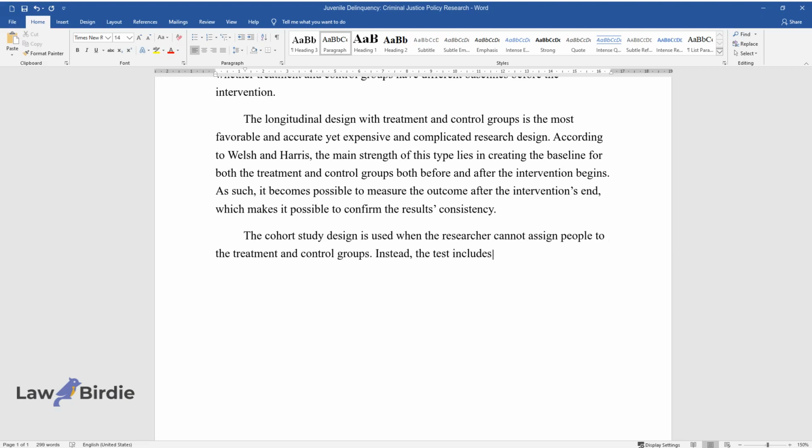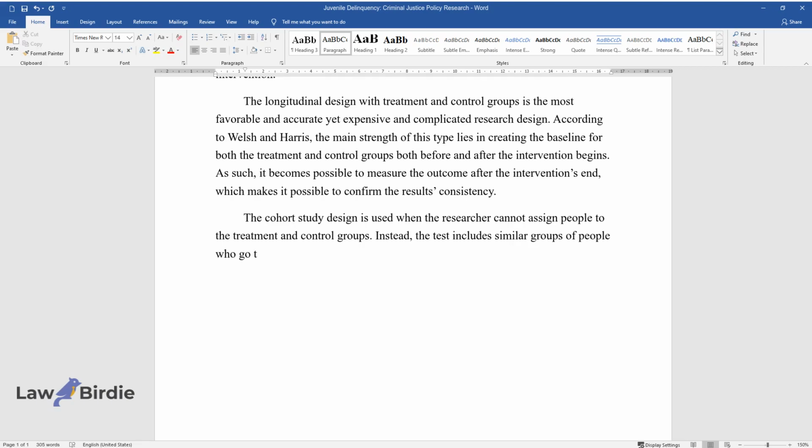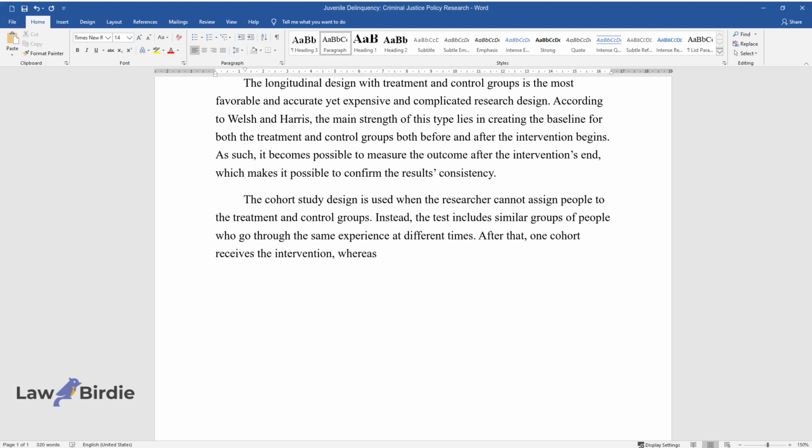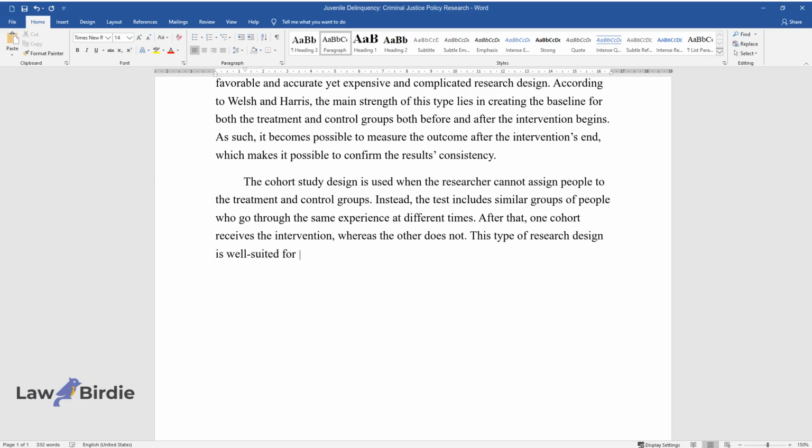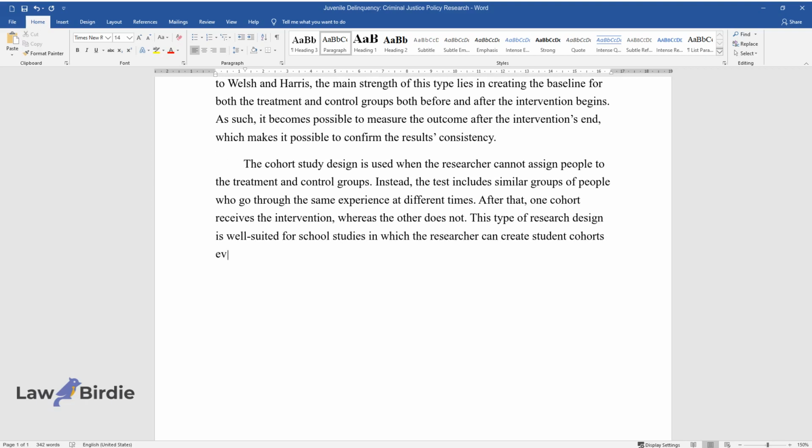The cohort study design is used when the researcher cannot assign people to the treatment and control groups. Instead, the test includes similar groups of people who go through the same experience at different times. After that, one cohort receives the intervention, whereas the other does not. This type of research design is well suited for school studies in which the researcher can create student cohorts every academic year.